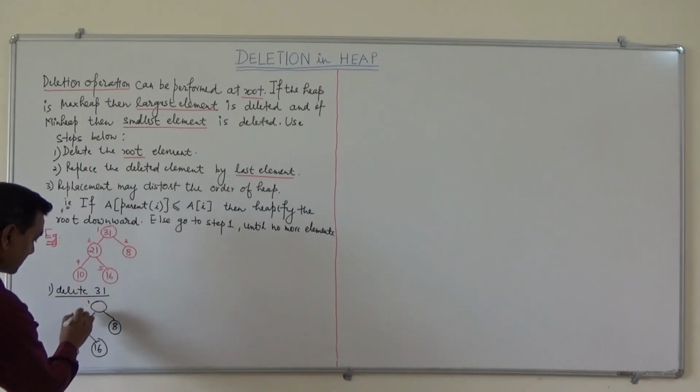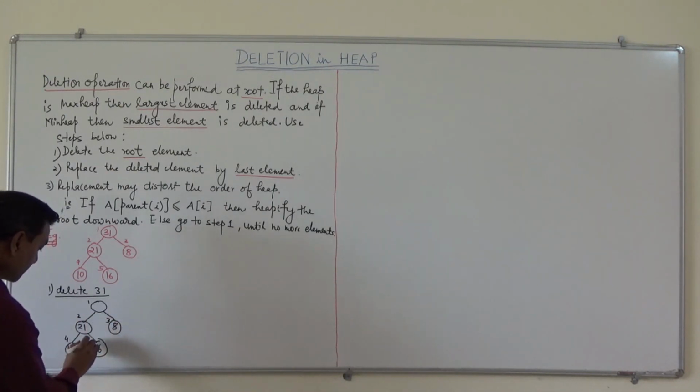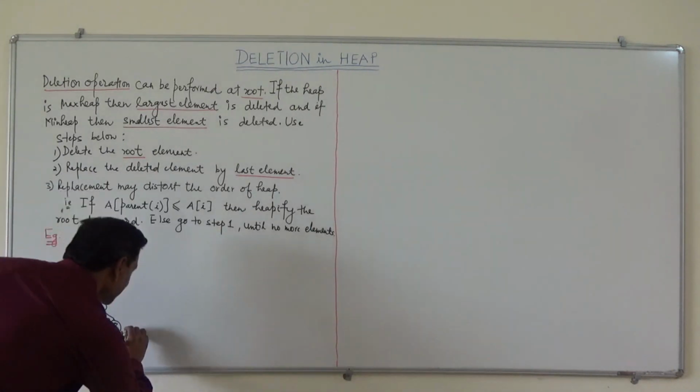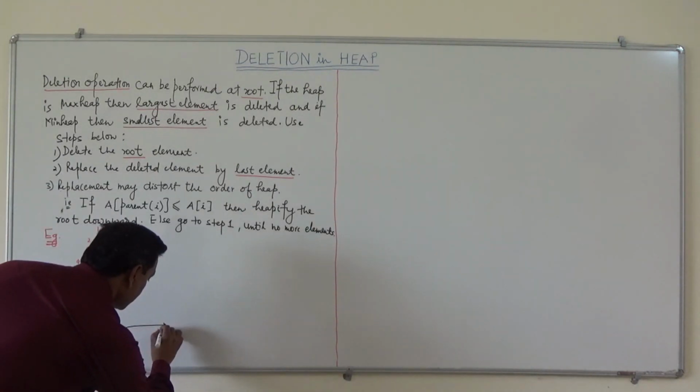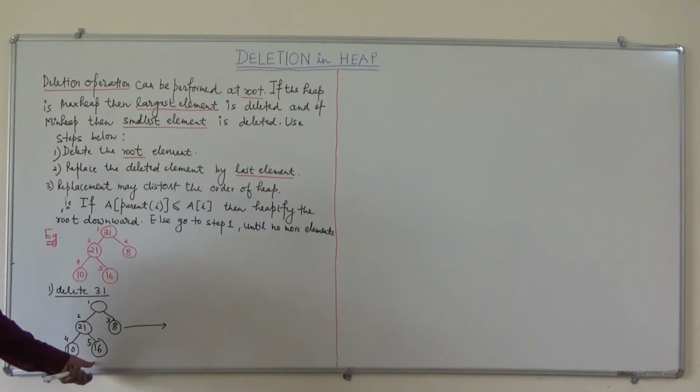This is first, second, third, fourth and fifth. So in this heap there are 5 elements. Now we have deleted this 31. Now the next step is we will replace this deleted node by the last element.